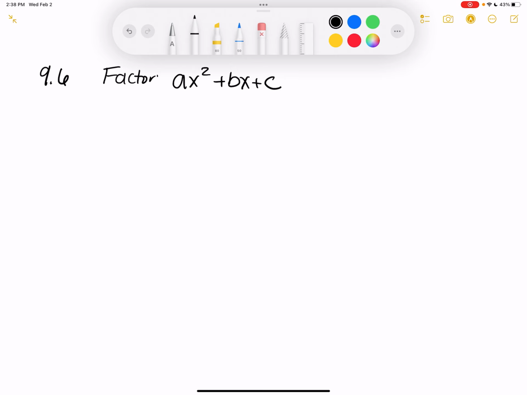Wait, where are the numbers? Well, there will be numbers. It's just the title of the section. All right.